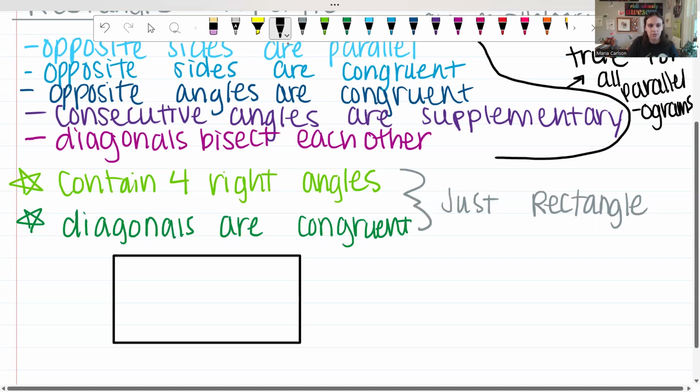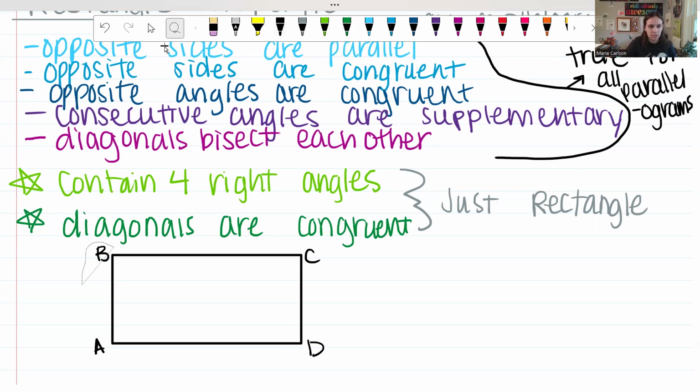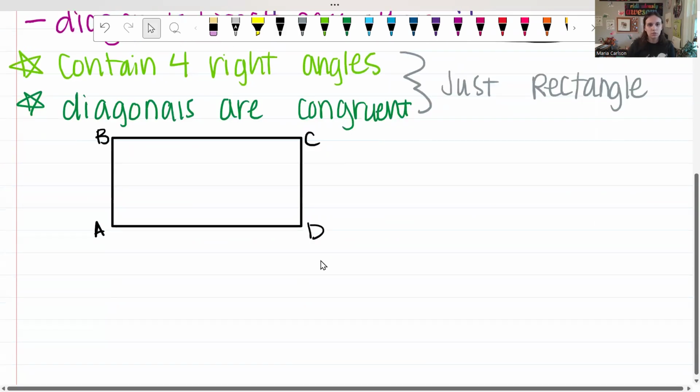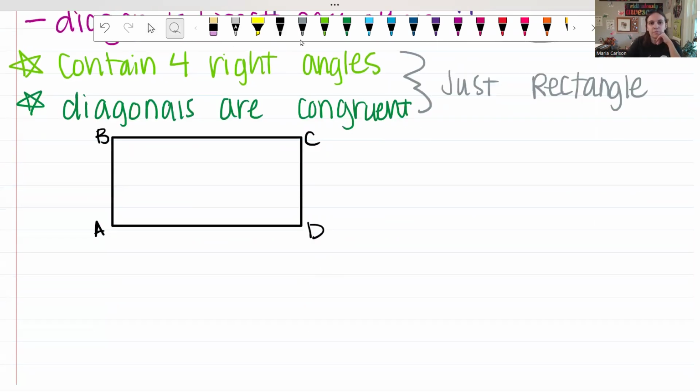So this is going to be my rectangle A, B, C, D. I might scooch it down just a little bit. Oh no. Uh-oh. Okay, well, that's fine. We can live with it this way then.